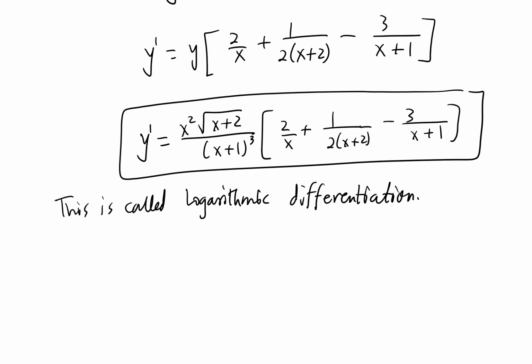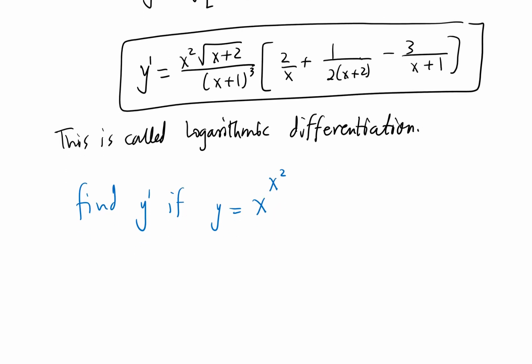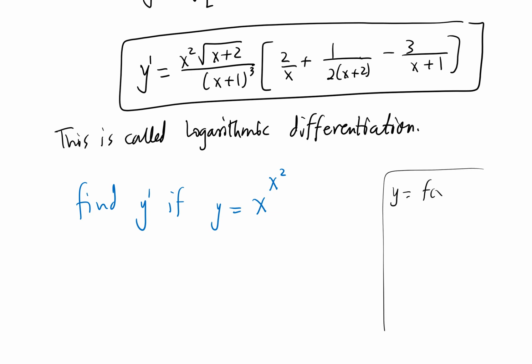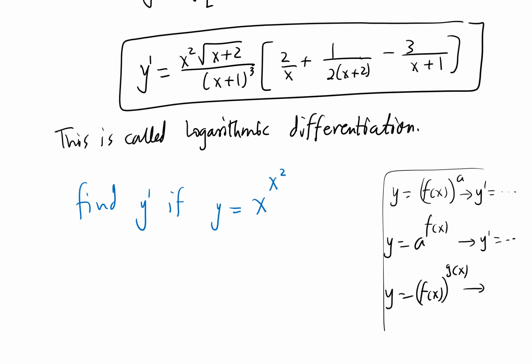Let's look at another example. Find y prime if y equals x to the x squared. What we learned in the past, if we have a function, y equals a function to a constant, say a, you can find y prime using the chain rule. If it's a to f of x, we can also find y prime. But if you have an f of x to g of x, there's no formula for that. And that looks like the example you see here.